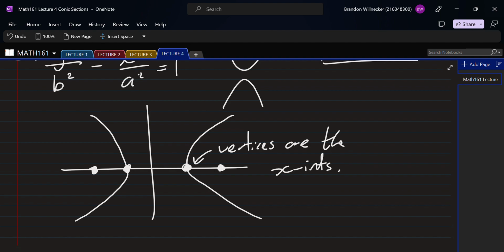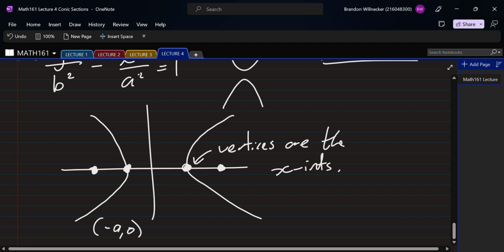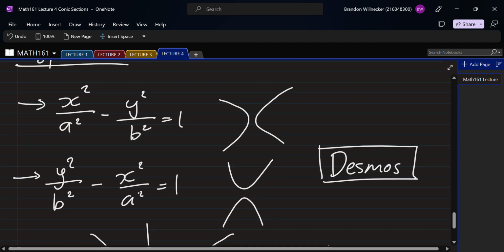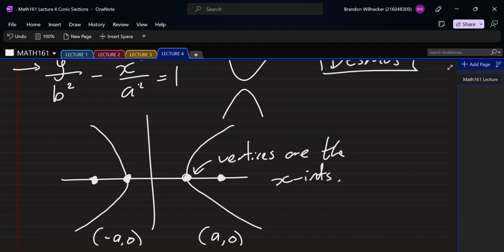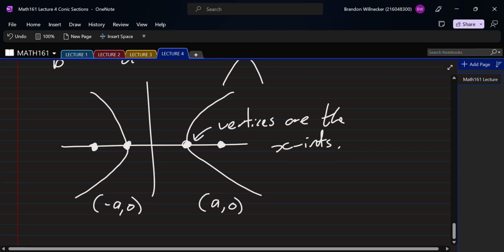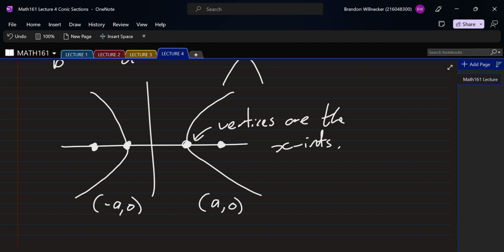So the vertices, again in the horizontal picture, are given by the points minus A and 0, and then on the other side, A and 0. That just comes from the equation: x squared over A squared, that A value determines the vertices. And if we shift it horizontally or vertically, then the vertices will shift with it. Please keep that in mind. If anything is shifted, then these vertices and foci will also shift. Okay, so those are the vertices.